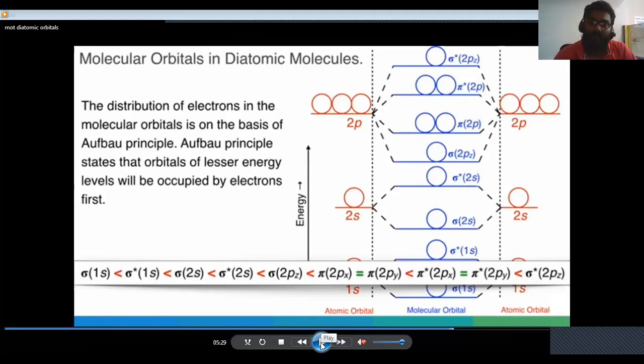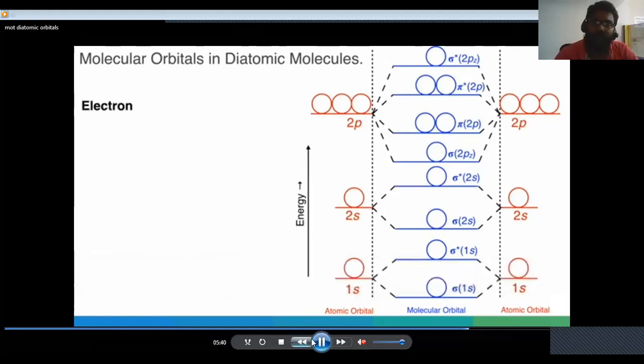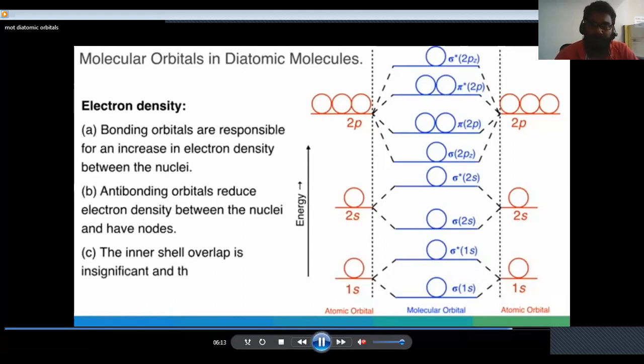That is the molecular orbital in diatomic molecules: O2, N2, F2, B2, and C2, carbon also. We can find out the electron density, and the electron density is also calculated using this method. Bonding orbitals are responsible for the increase in electron density between the nuclei.